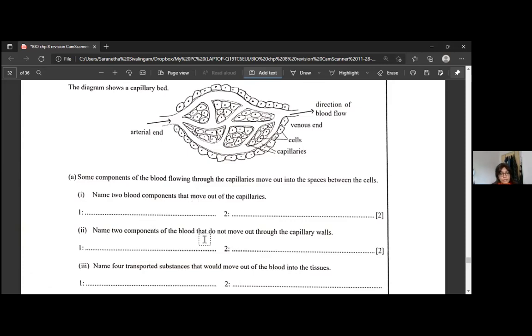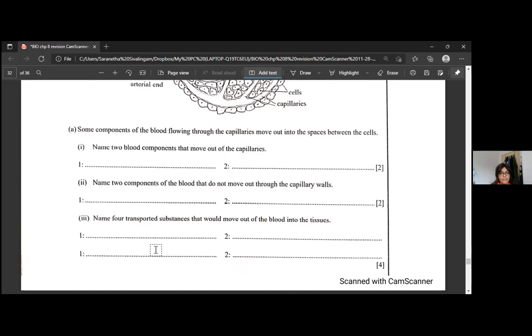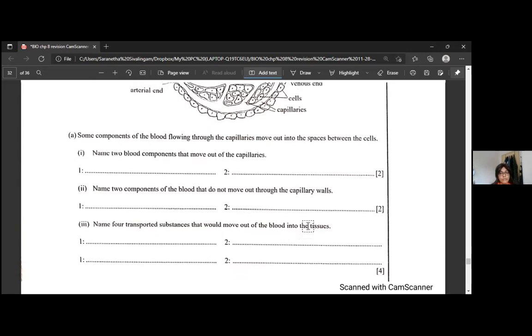So for the next one, name 2 components of the blood that do not move out through the capillary walls. I'll open this one to the floor as well. Yes, Joyce. And Andrea. So the answers are large plasma proteins and red blood cells, which do not move out through the capillary walls. Next, name 4 transported substances that would move out of the blood into the tissues.